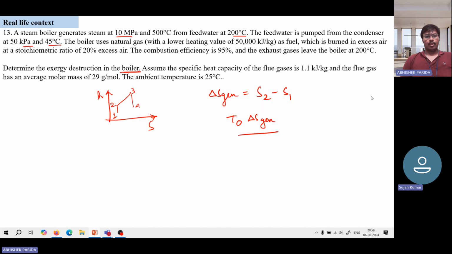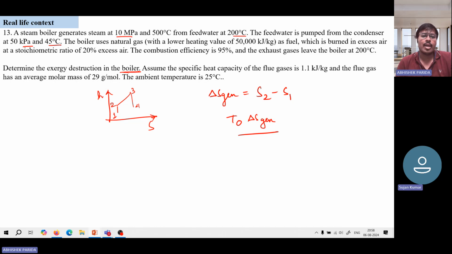Okay, sir. The average molar mass of 29 gram per mole. From this, how to calculate the mass flow rate of flue gas? Flue gas means it is almost taking like air. Air's average molar mass is 29 gram per mole.